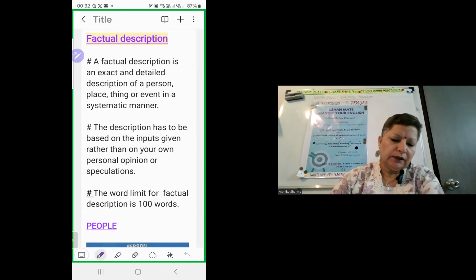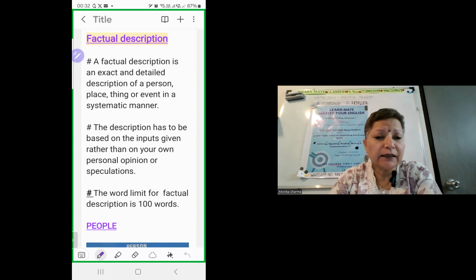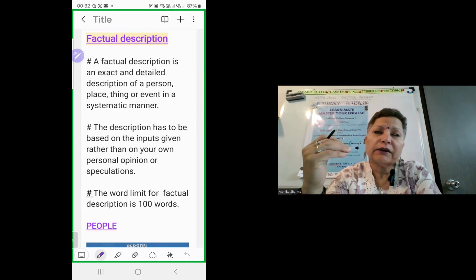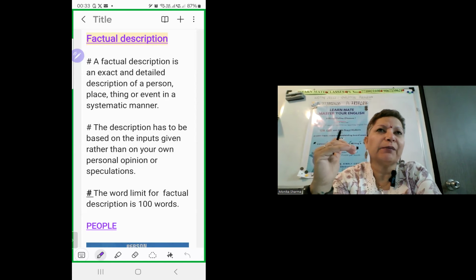So, as you can see, a factual description is nothing but an exact and detailed description of a person, place, thing, or event in a systematic manner. Now, these are the four kinds of descriptions that you will be getting in your board exams. It could either be a person, a place, a thing, or an event. And when you are asked to give a factual description, you have to give it in a very systematic manner.